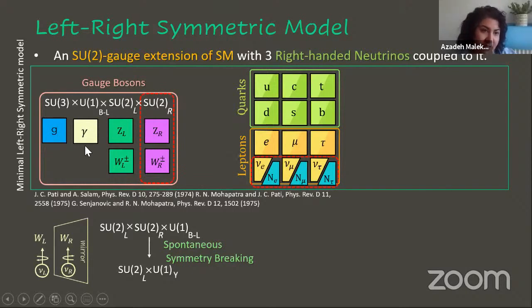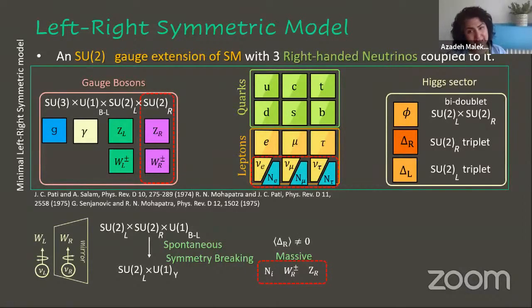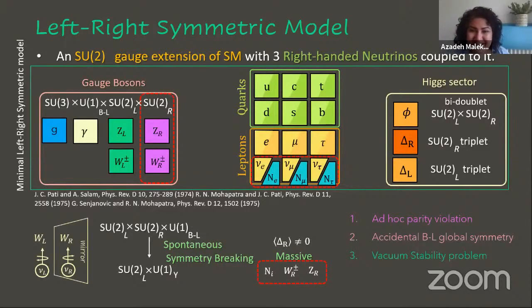Here, the gauge group is extended with an SU2 right. And also instead of the hypercharge, we have to upgrade it to U1 B minus L. The fermionic sector is also extended with three right-handed neutrinos. And we have an extended Higgs sector. Interestingly, this beyond the standard model can solve those conceptual issues that we discussed before.